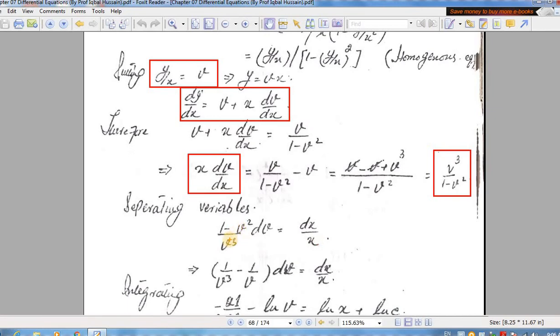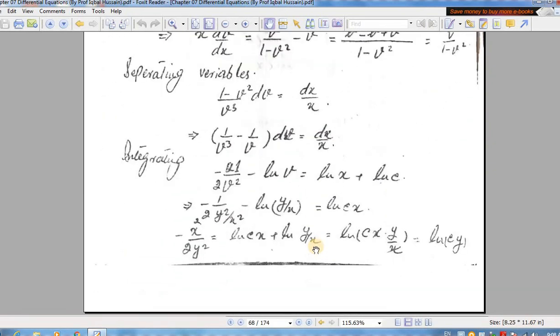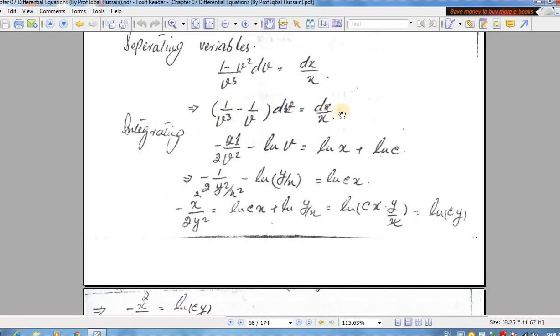Now we can write this left side in this way: 1 divided by v cube minus v square divided by v cube is equal to 1 over v. Integrating both sides, integration of 1 over v cube is equal to minus 1 divided by 2v square. This 1 over v cube will be the integral of v power minus 3, so increase the power minus 3 by 1 and divide by the power. So we will get minus 1 divided by 2v square.